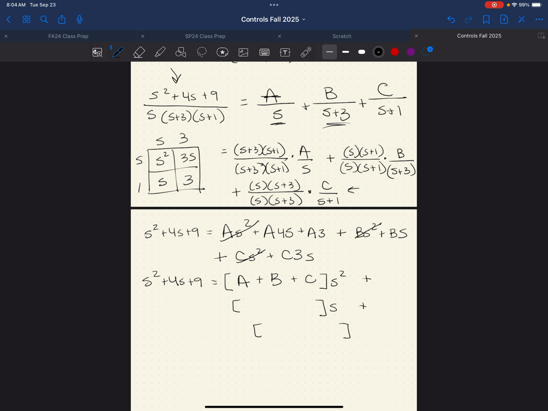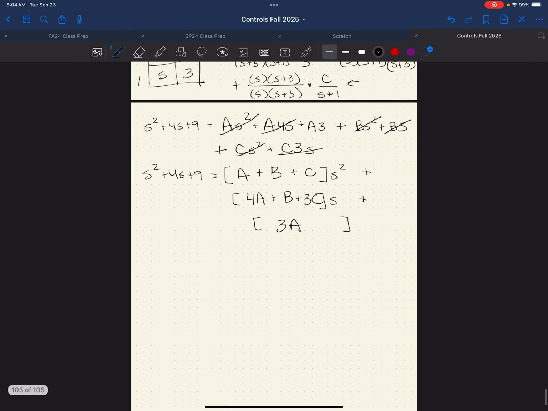Now let's look at s's. I've got a 4a times s. I've got a b times s. And I've got a 3c times s. That's all the s terms. And then my constant is just 3a.